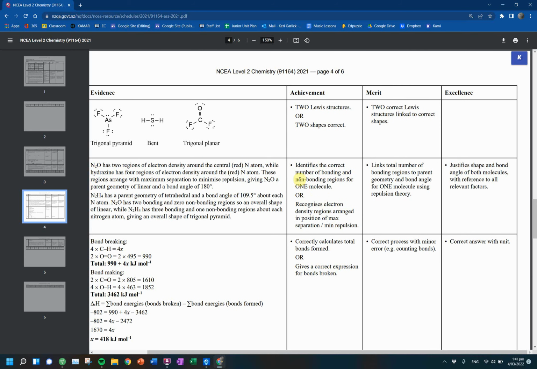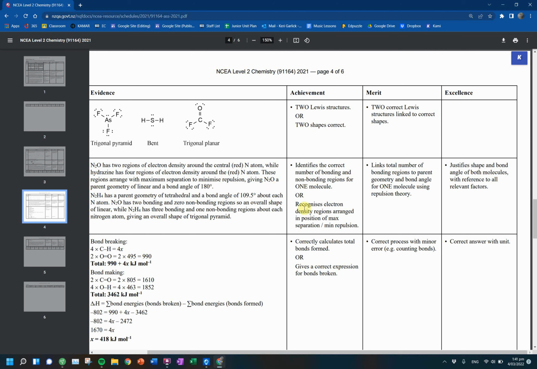The first thing was just identifying the correct number of bonded and unbonded regions for one molecule. So again, this is another good example of where you could just take a guess. And in fact, they've given you the Lewis structure shape, so you could actually just look and count. So use that to your advantage.